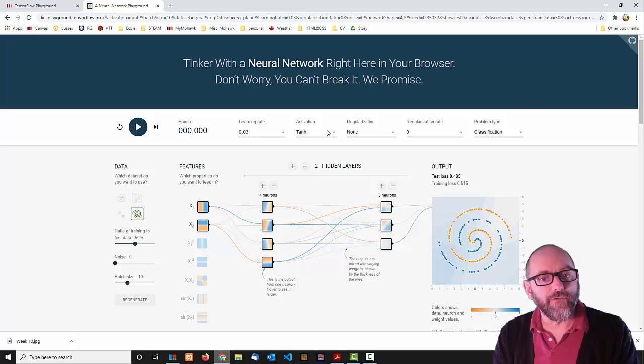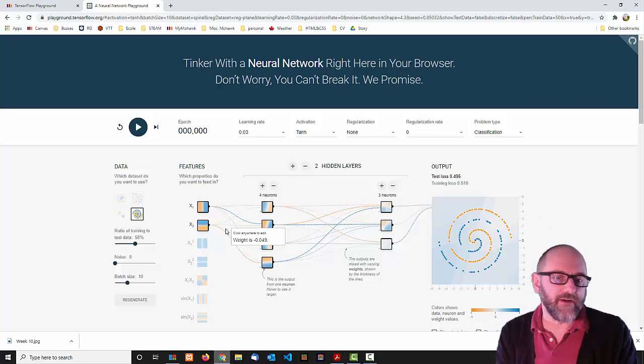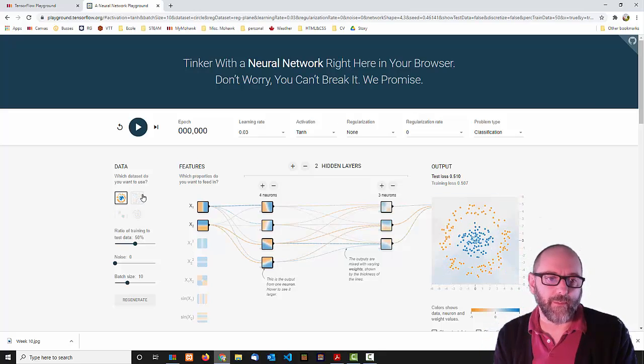You can play with learning rate. You can play with this activation. If you want to, you can play with these regularization parameters. That's a bit beyond the scope of what we're doing, but it's there. And what I would like you to do is find a network that eventually, and sometimes it might take a while, you might have to run it for a while, but find a network that solves each of these problems.